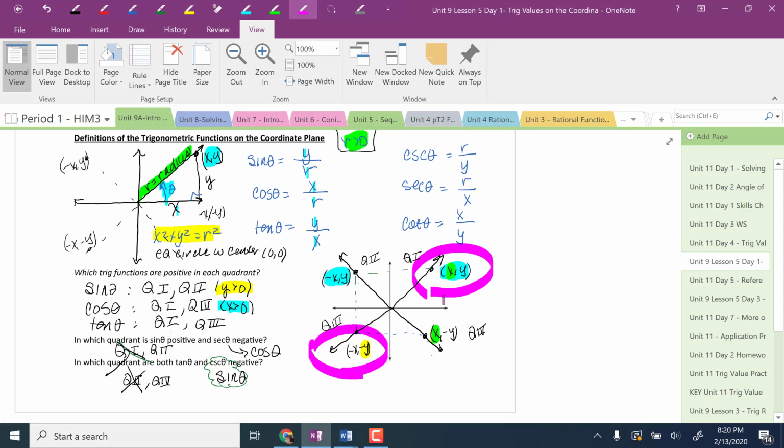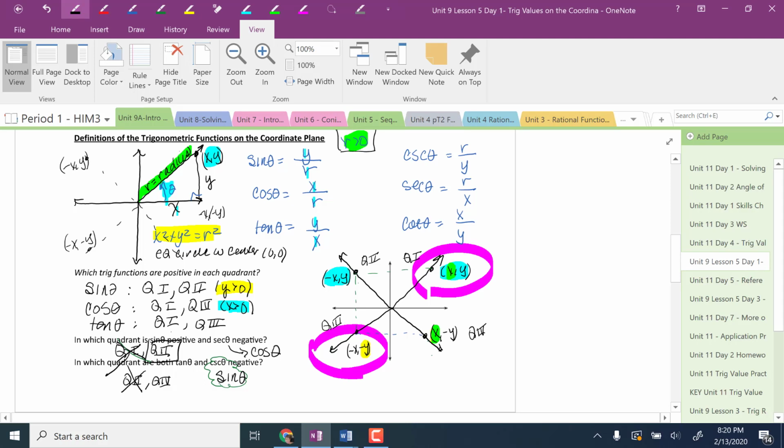Now these next two problems, we just have to take it a piece at a time and determine in which quadrant both of the conditions are satisfied. So I would start with in which quadrant is the sine of theta positive. The y-coordinate's positive in quadrants 1 and 2. And then it says the secant also has to be negative, which means the cosine has to be negative. And that's not true in quadrant 1, but it is true for quadrant 2.